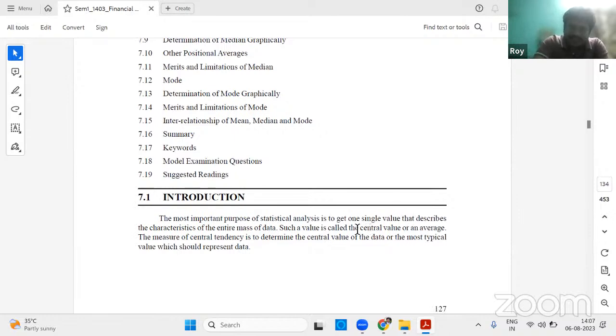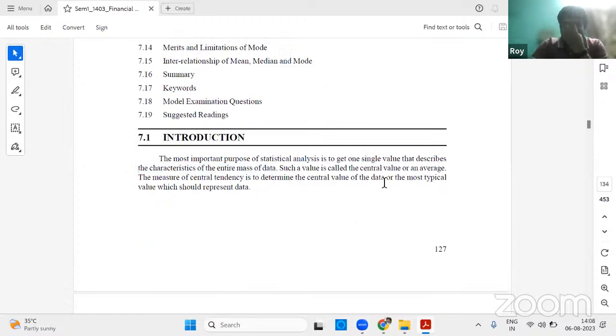That is why the central value, or an average, is very important, because a single value that describes the characteristics of the entire mass of the data is very important. Such a value is called the central value or an average. The measure of central tendency describes the central value of the data, or the most typical value that should represent the data.